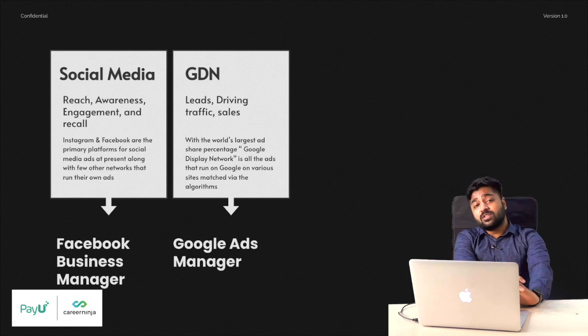Now, Google being the world's largest network, the largest search engine, and having the most percentage of shares, the GDN becomes one of the prime destinations for running ads. This is the reason we call it the Google Display Network. And how do you do it? You use the Google Ads Manager to do it.